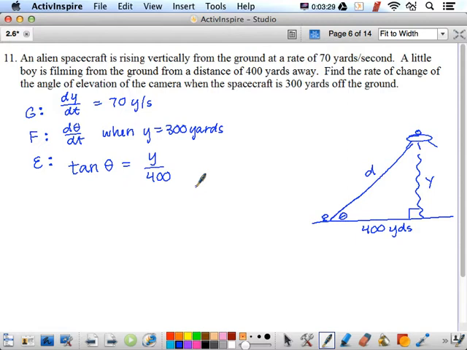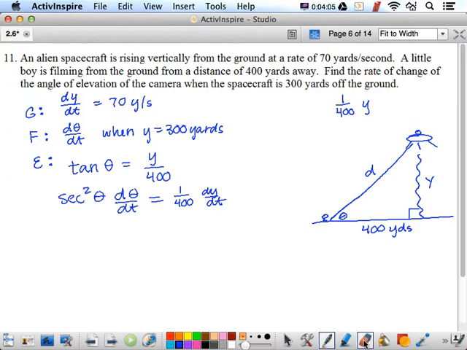So what's the derivative of tangent? Secant squared. So we have secant squared theta, d theta/dt equals, what's the derivative of y over 400? It may help you to remember that this is the same thing as 1/400 times y. So it's 1/400 multiplied by dy/dt. Are we okay up to here?